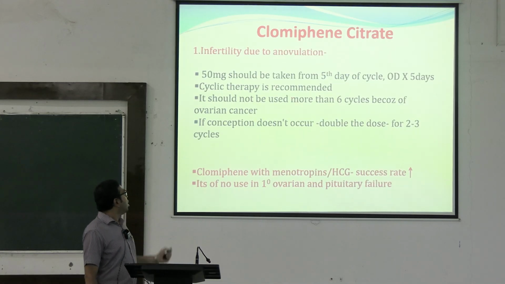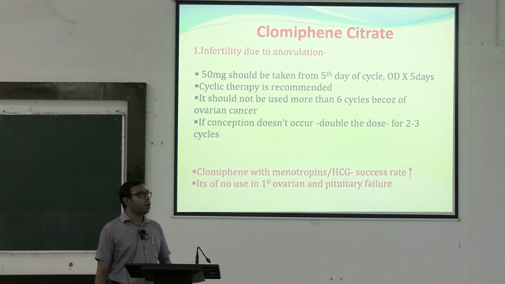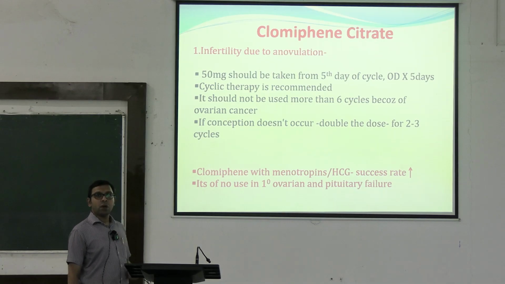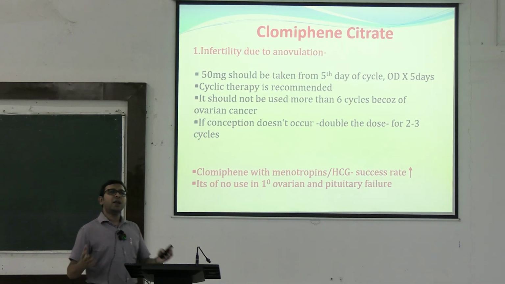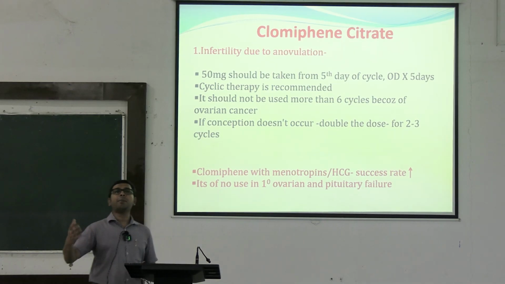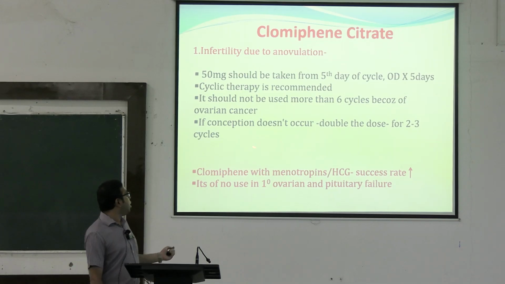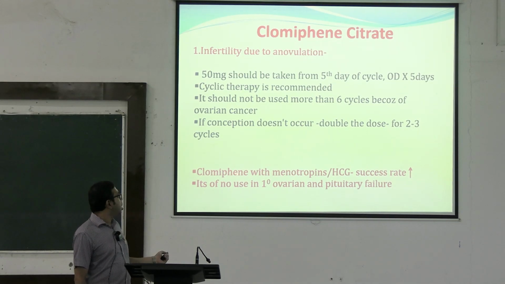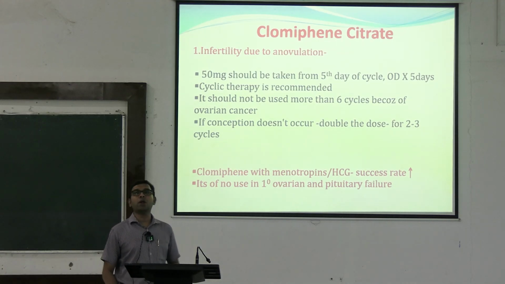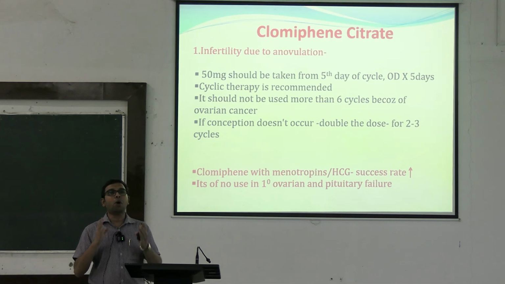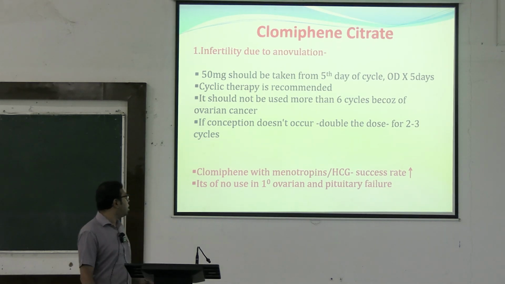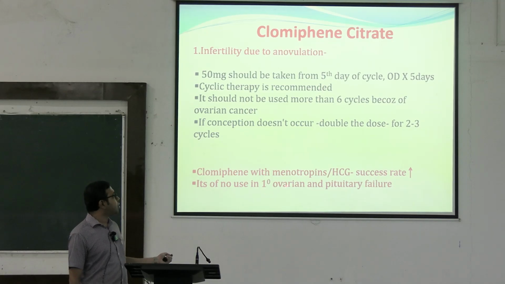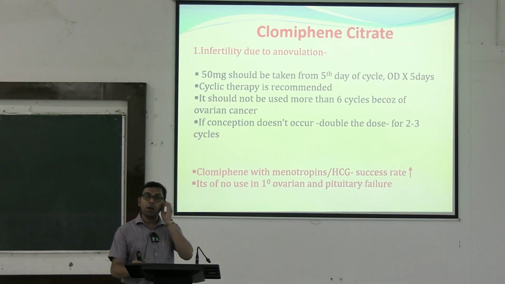Okay. So infertility due to anovulation, we have already discussed how it is used. Usually 6 cycles. If there is no pregnancy, then we have to adopt some other drug or some other means. If conception does not happen, we have to increase the dose, etc. Clomiphene is usually combined with menotropins or human chorionic gonadotropin, so that there will be more chances of ovulation and pregnancy. If there is no use, there may be some primary ovarian or pituitary failure.